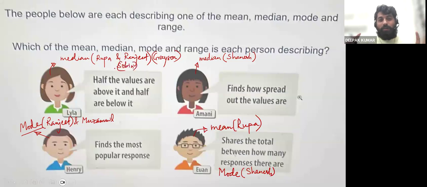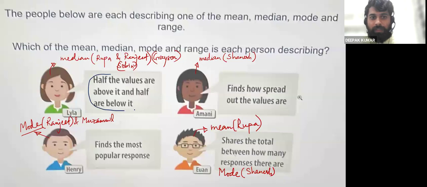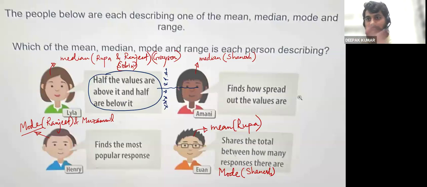And everybody now, who have attended the class for the first time or the second time, the impression is what you have learned today. Half of the values are above it and half of the values are below it. So half of the values means there is some boundary. Means it is in the middle. So middle guy means median. Very simple analogy. And all of you are correct. Congratulations, Rupa, Ranjit, Sobin, and Grayson. All of you are correct that Laila is a median.